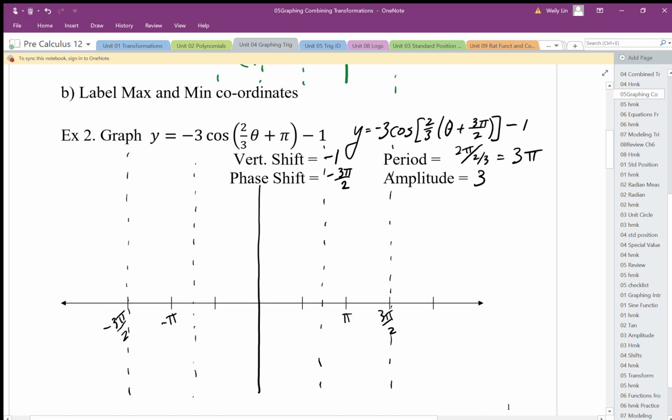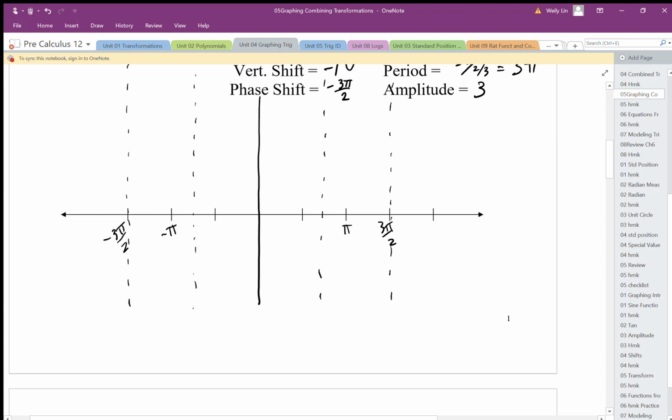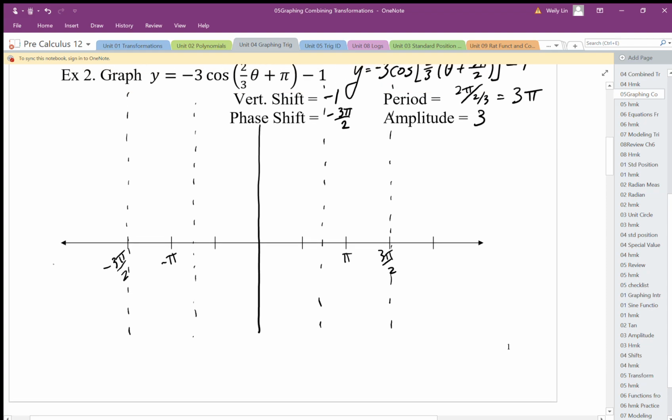The vertical shift is going to go down 1, and the amplitude was 3. So I'm just going to make sure that my vertical shift of -1 is going to accommodate going up 3 and down 3. Those are going to locate my min and max points here. So I've got pretty much everything I need. I've used my horizontal shift and my period to figure out my quadrants, and my vertical shift to find my vertical middle.